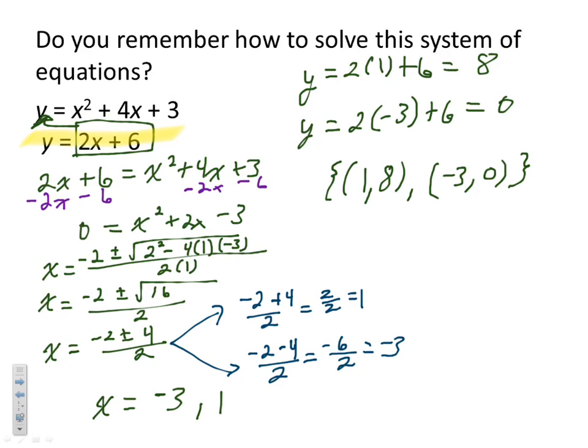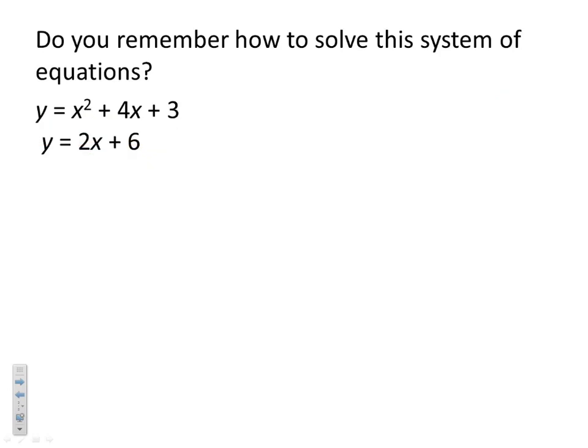Let me show you another way real quick, okay? I hope you wrote this all down because I'm about to erase it and we're going to start over. But this time we're going to use elimination. Okay? Here it goes. All right, so I hope you got all that down. Now we're going to use elimination.